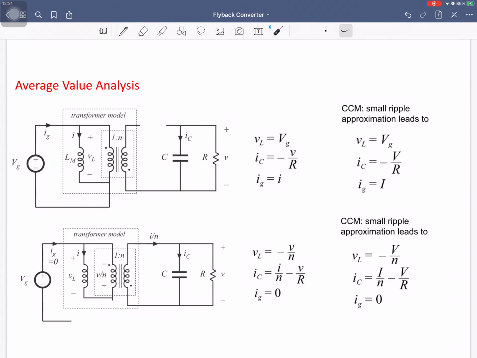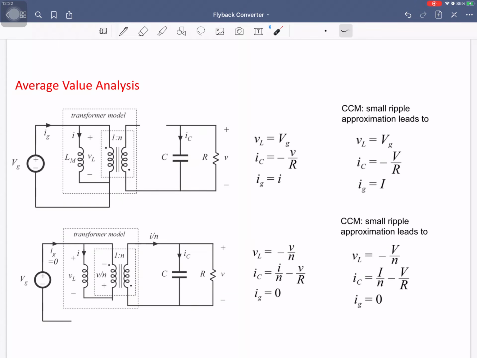We can perform the average value analysis to develop the transfer function of the buck boost converter. Previously, we developed it by comparing the change of current through the magnetization branch in the on state and in the off state. But we can get the transfer function by volt second balance. Okay, now let's briefly discuss how we can apply that concept.